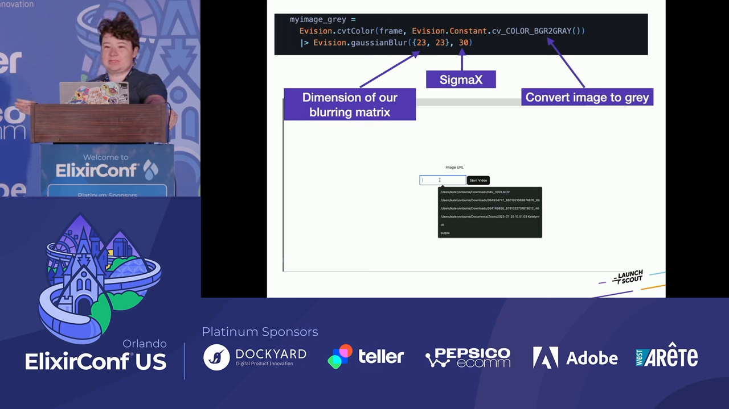So first things first, we need to take our video and turn it to gray. So we've got this function here that's converting the color. We're going from BGR, aka blue, green, red, to gray. And then we're doing something called a Gaussian blur. What is a Gaussian blur? It is a function that blurs, that does a lot of math in the background that I don't understand and thankfully don't have to, because it does.